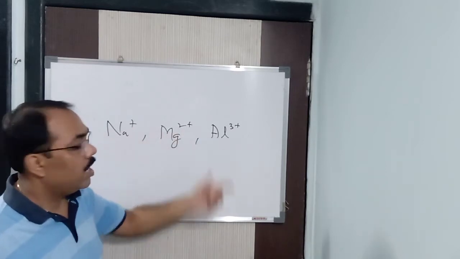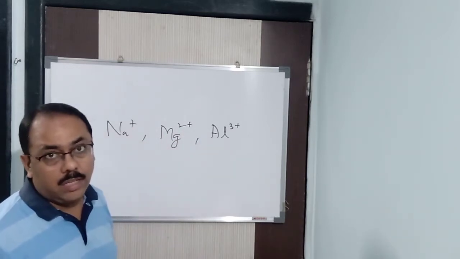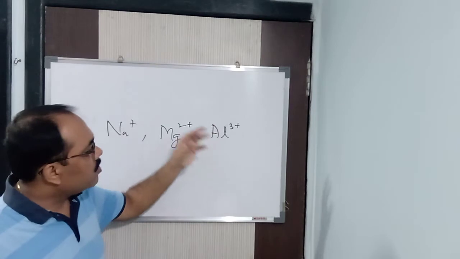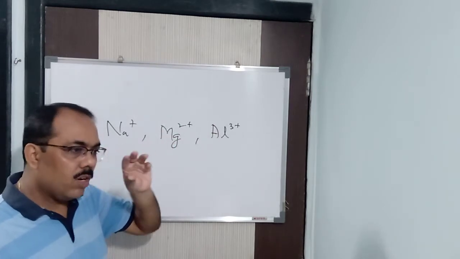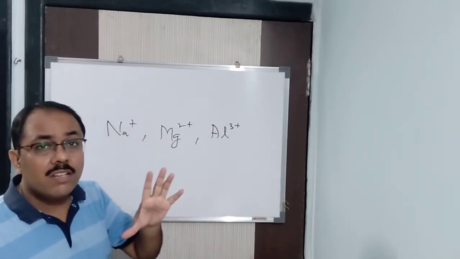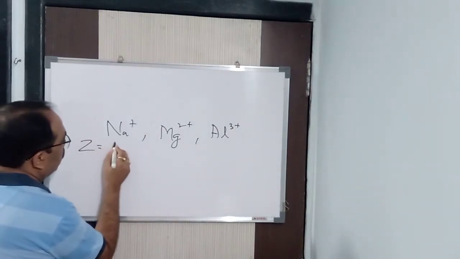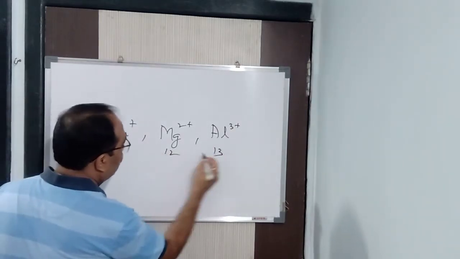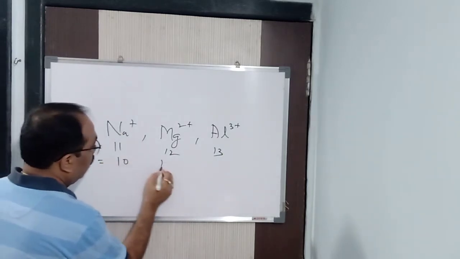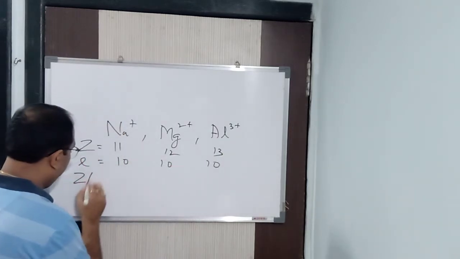So these three are isoelectronic species, we can say that. Clear? The smaller the value of Z by E, the larger the size of the ion. So if it is isoelectronic species, Z is how much here? This is 11, this is 12 and this is 13. And E is how much here? 10, 10 and 10. I need to find Z by E.